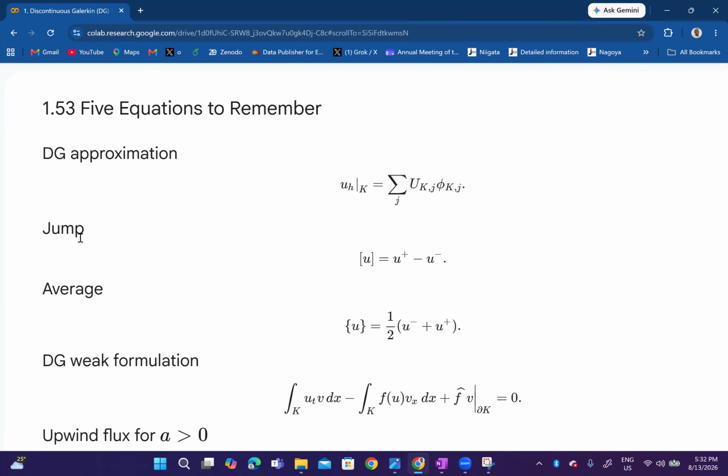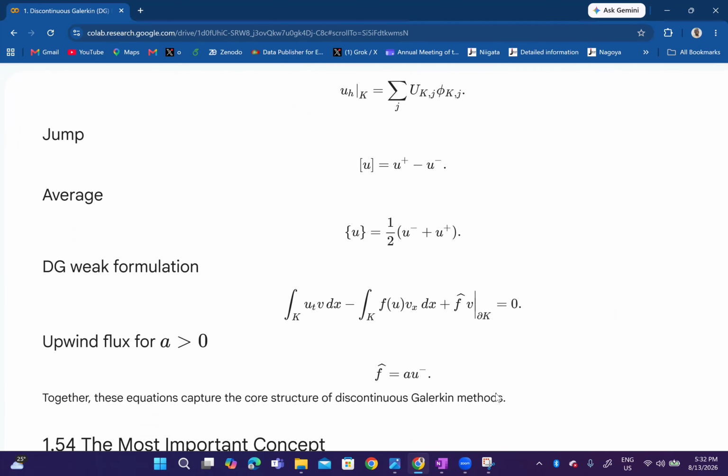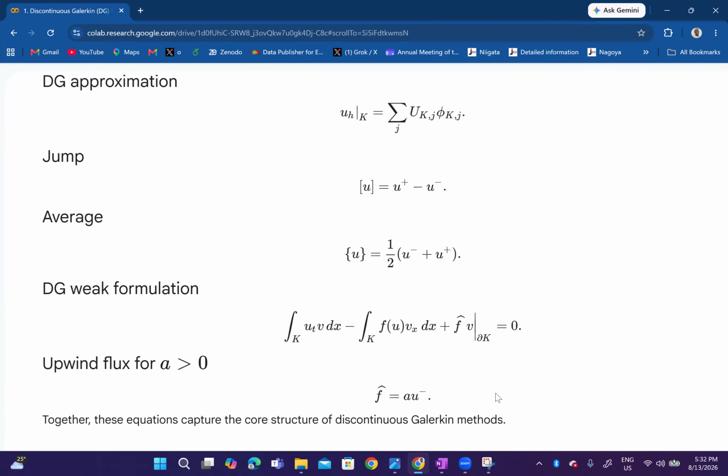Then you have the jump. That's the difference between u plus and u minus, the values around the boundary. Then you have the average, that's 1 over 2 of u minus plus u plus. Then you have discontinuous Galerkin for weak formulation. We are able to derive this from integration by parts. So we have this. Then you have the upwind flux.